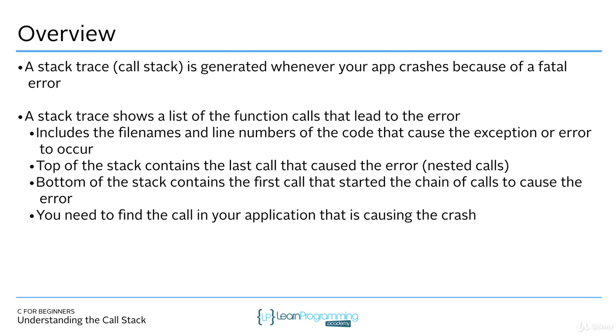When a C program crashes, it may generate a segmentation fault, and that doesn't tell you a lot of information. It just means something bad happened. That will also generate a core file. You can analyze the core file, which contains the call stack, which will tell you the exact line of code that caused the crash. So you need to find the call in your application that's causing the crash, and the call stack is probably the best way to do this. And you don't always need to look at that core file. You can also analyze the call stack using GDB, a debugger.